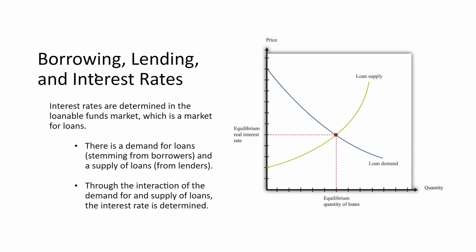So interest rates are determined in what's called the loanable funds market, and all this is the marketplace for loans. So there's a demand for loans. These are people that are looking to borrow, and there's people who are willing to supply loans. These people are called lenders. And then through this interaction between the two groups, we determine what the interest rate is. Okay.